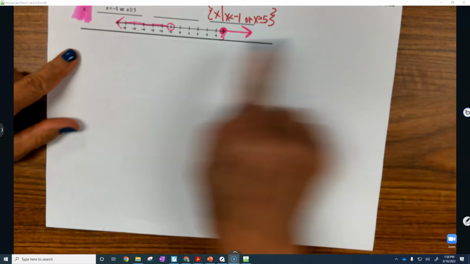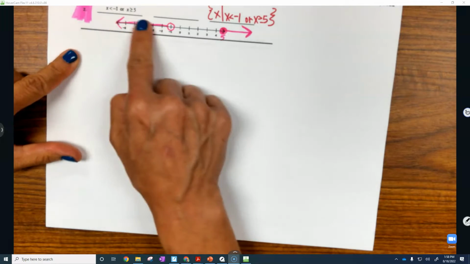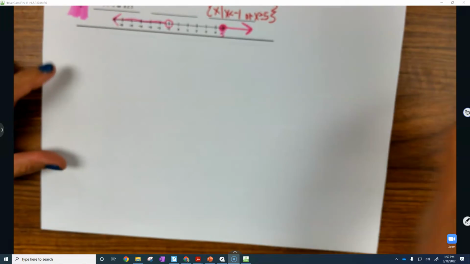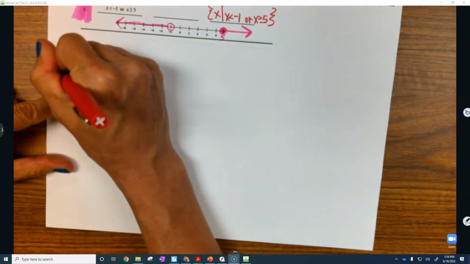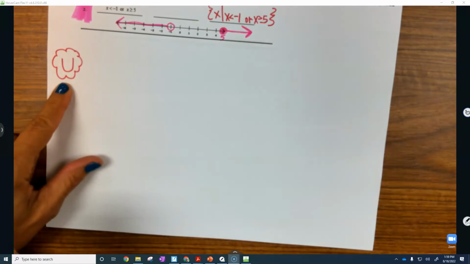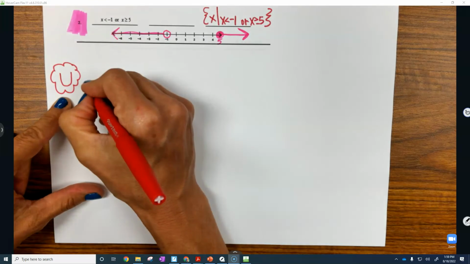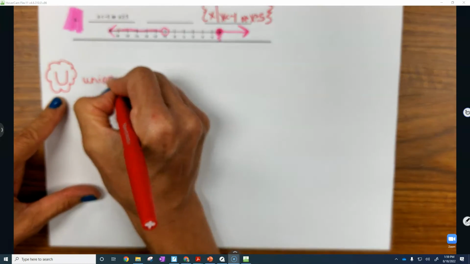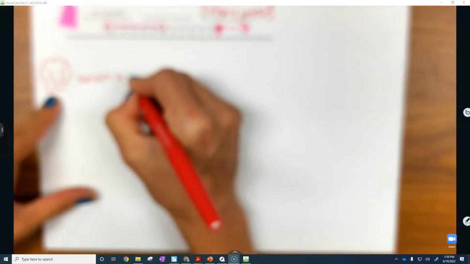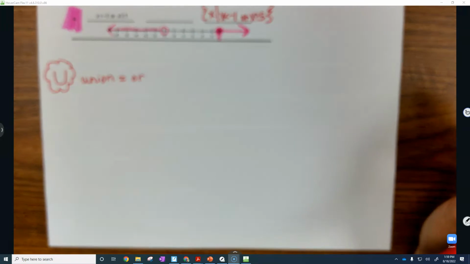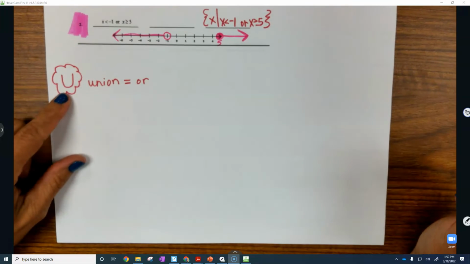So, when you have an or statement, this or all that, the way that you write it in interval notation is you use the union symbol. And it kind of looks like a U, but it's not really a U. It stands for union. And the word union means the same exact thing as or. You don't write the word or in interval notation. We're going to use this.